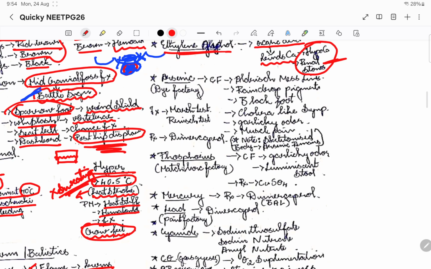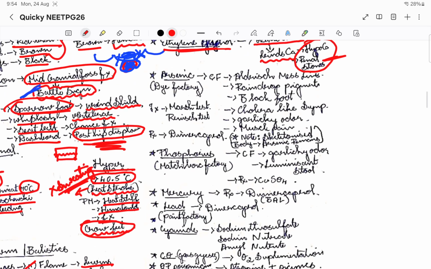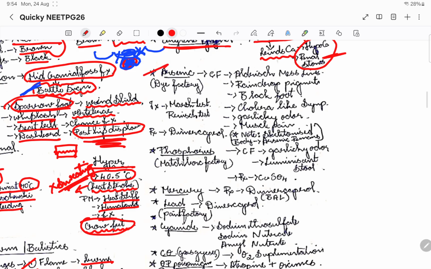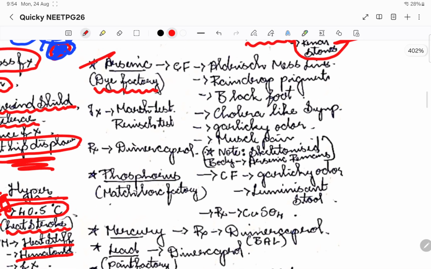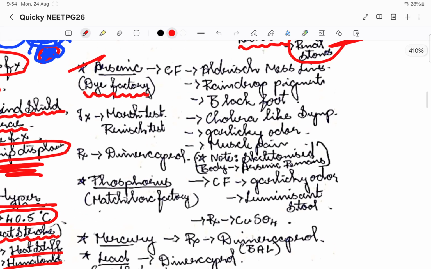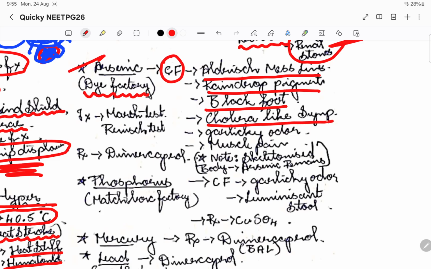So now coming to important poisonings that might happen in everyday life, that is arsenic poisoning, which will be seen in dye factories. All the dyes, for example, let us take clothing industries, all the dyes will be used there, right? So this is where arsenic poisoning might come in. The clinical features would be Aldrich Mees line, raindrop pigmentation, black foot, then cholera like symptoms. So remember all these 4 symptoms, it is very very very important.